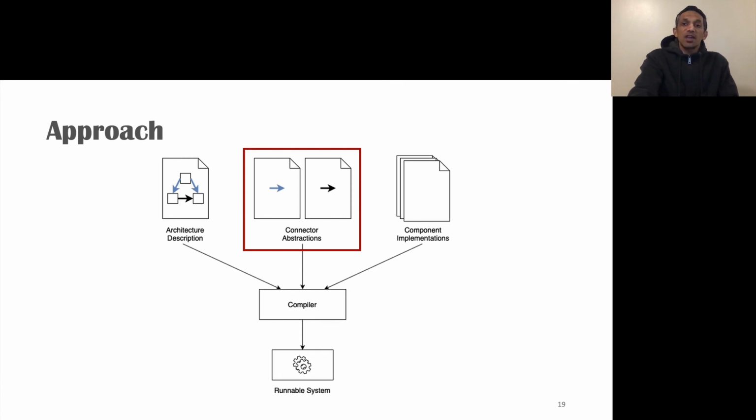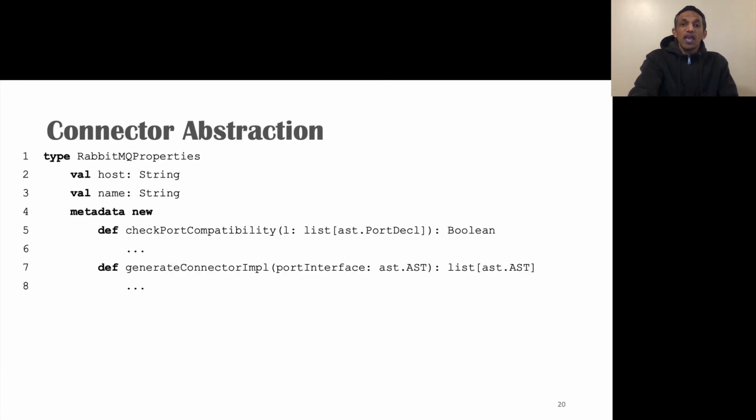Finally, how do you specify the connector abstraction? For that, you have to define a type and attach metadata with the type. The metadata is used for metaprogramming and contains code that is executed by the compiler. We have two standard functions in the metadata. One is check port compatibility, which can be used to check if the components being attached have compatible interfaces. The other one is generate connector impl, which is used to specify the code that should be generated to implement a connector's functionality. Developers can customize these functions depending on the requirements for the system they are implementing.